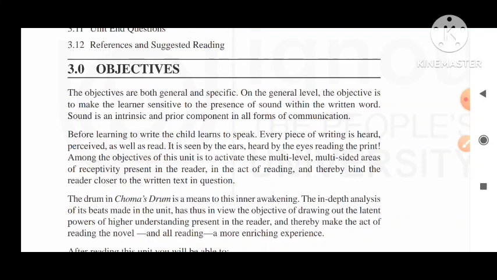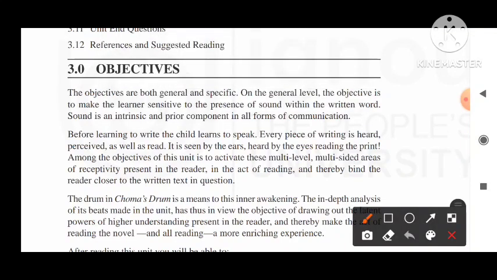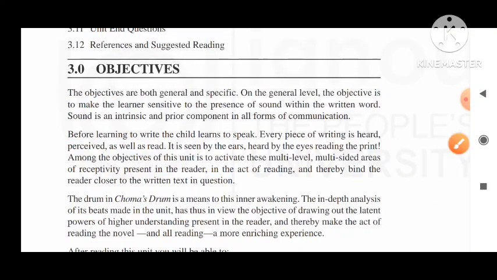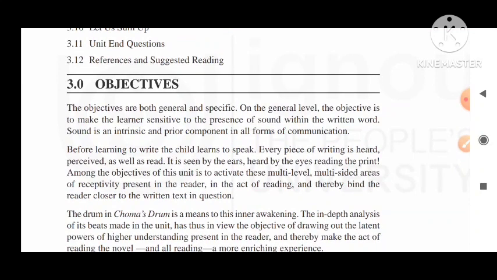I think it's a printing mistake in the text. It should be that before learning to write, the child learns to speak. Every piece of writing is heard, perceived as well as read. It is seen by eyes and heard by ears.